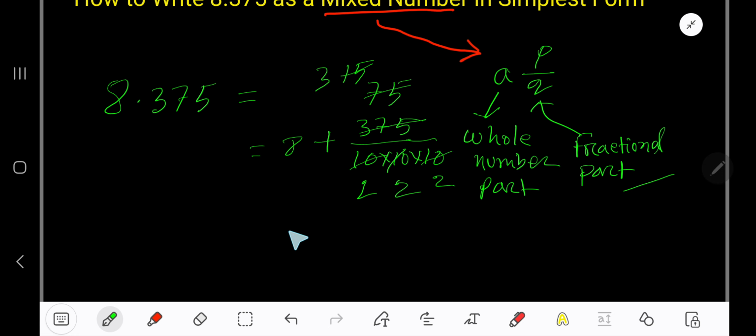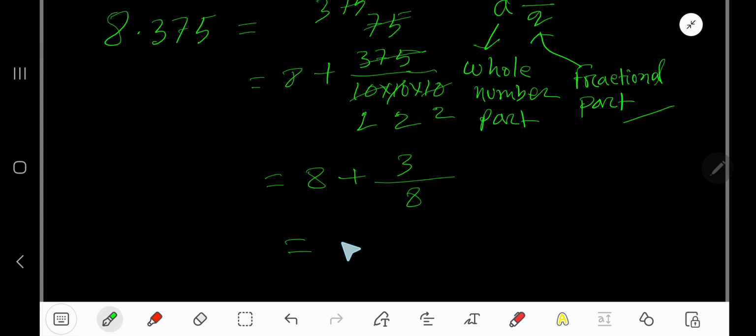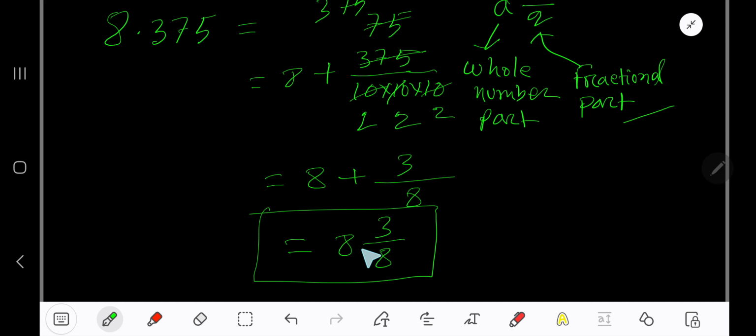Now write 2 times 2, 4, 4 times 2, 8. Now combine. So this is the mixed number for this decimal number.